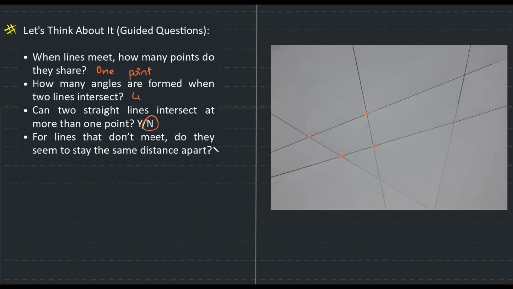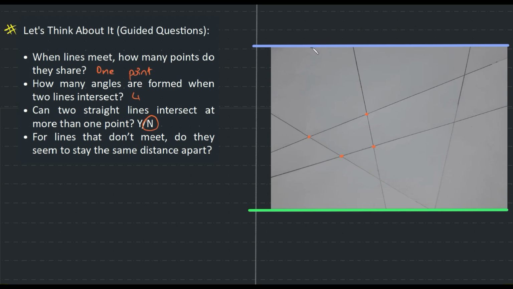For lines that don't meet, do they seem to stay the same distance apart? So we don't have a scenario over here. Actually, there is. Let me show that for you guys. If I take up this as a line, this as a line. Now, for the lines that don't meet, so these 2 lines are not meeting, do they seem to stay the same distance apart? Do you think the distance between these 2 points are the same? Yes or no?